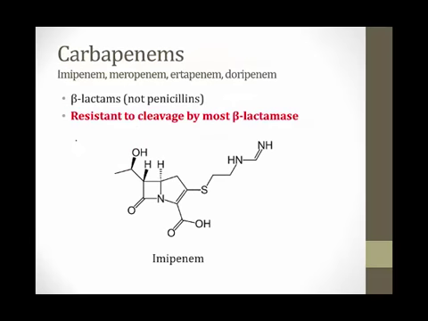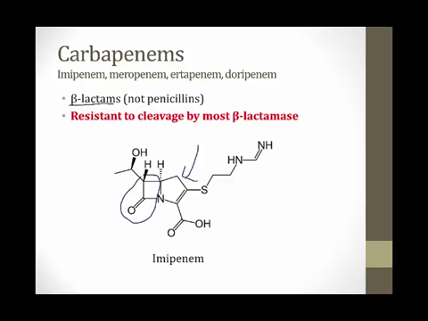Our first group of beta-lactam antibiotics are the carbapenems. Drugs in this class include imipenem, meropenem, ertapenem, and doripenem. The carbapenems are beta-lactam antibiotics, but they are not penicillins. If you look at the bottom of the screen, I've shown the chemical structure of imipenem. It contains a beta-lactam ring, therefore it is a beta-lactam antibiotic. However, this beta-lactam ring in imipenem is not attached to a thiazolidine ring. It is attached to another ring structure, but not a thiazolidine ring. Therefore, this is not a penicillin antibiotic.